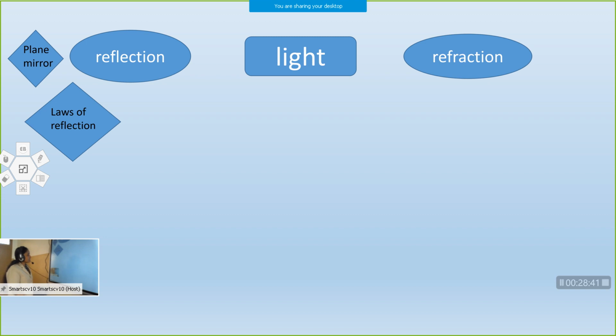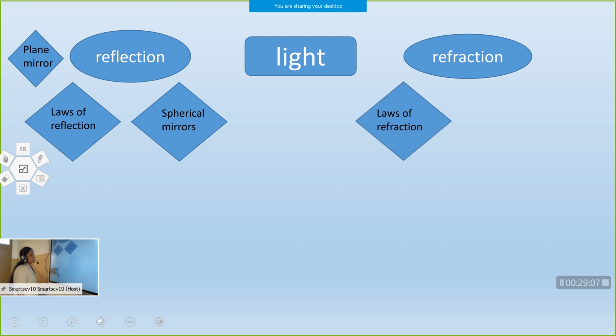Then we learned reflection by spherical mirrors. What are spherical mirrors? They are curved reflecting surfaces, curved mirrors. There are two types of spherical mirrors that we have learned, that is concave mirror and convex mirror. Then in case of refraction, we learned laws of refraction. What are the two statements in laws of refraction?